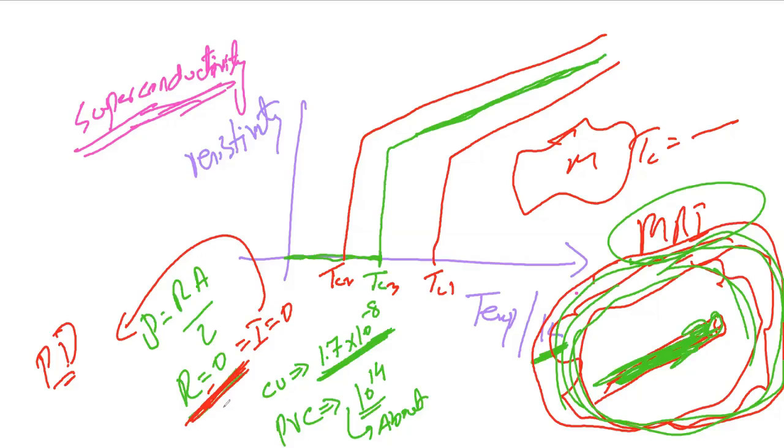How does that generate a magnetic field? So if electrons start motion, then they will have a magnetic field. Oh yeah. So there is no loss of energy.